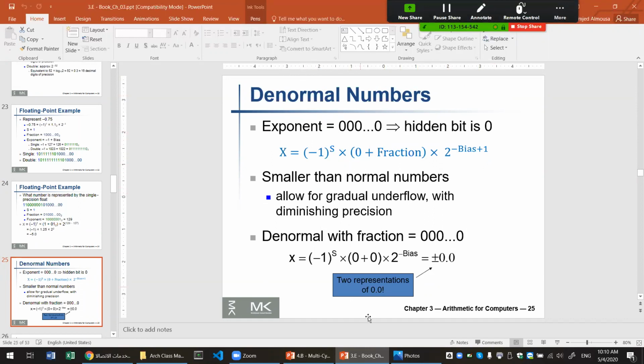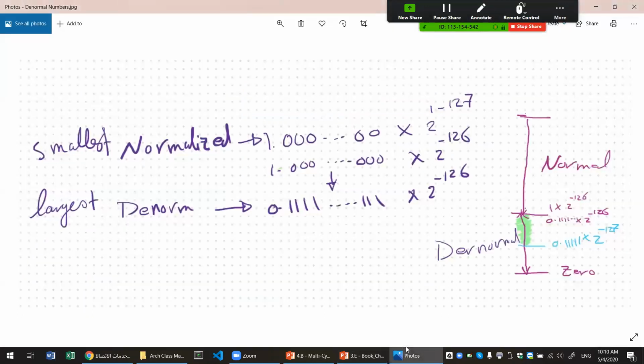To clarify the logic, why they change the formula: we have a normalized range, and the denormal gives us a chance to keep going until we reach zero. Now, what is the smallest number in the normalized range? The hidden bit is 1 and I fill the fraction with zeros. The smallest exponent I can use is 1 minus the bias, 127. So the smallest number I can write in normalized form is 1.00000 times 2 to the minus 126.